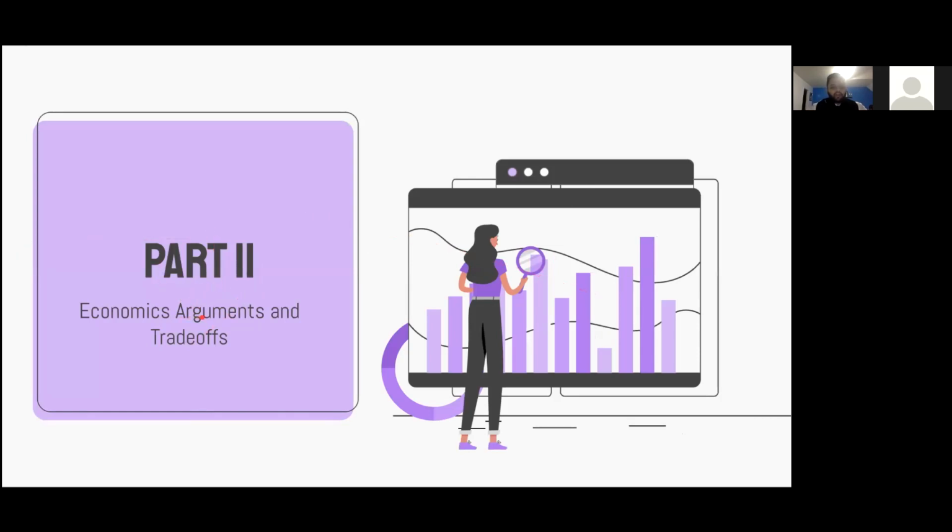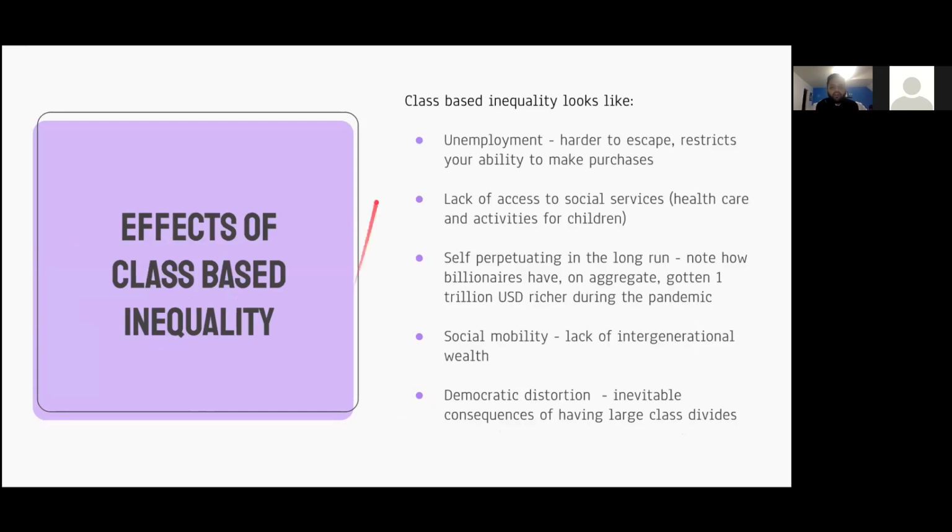We're going to talk a little bit about economic arguments and trade-offs. There are a lot of important things to mention in terms of the ways in which economics comes into our debates. The first thing to talk about is the effects of class-based inequality and how they manifest in a lot of the economic debates that we have. Class-based inequality in many instances might look like a number of structural economic disadvantages that you are put into in a specific social situation.